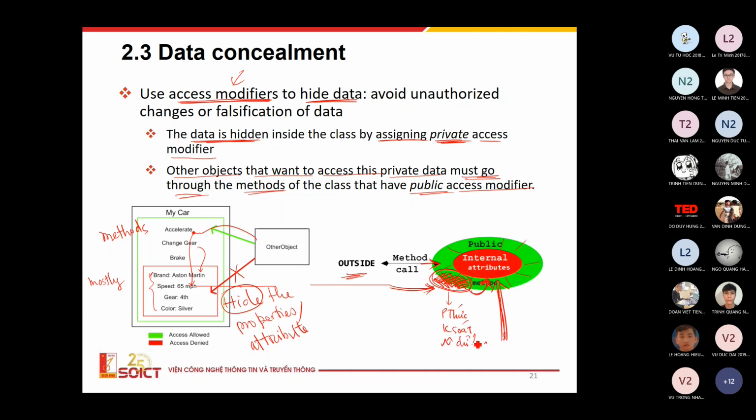Thế còn những attribute nào mà mình không muốn bên ngoài nhìn thấy, không muốn bên ngoài làm việc thì mình không cung cấp cho nó public method. Bằng cách thông qua các access modifier, chúng ta có thể kiểm soát được tính che giấu của dữ liệu.